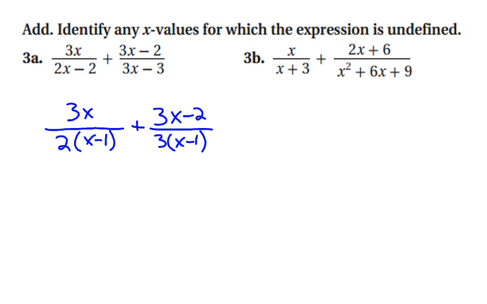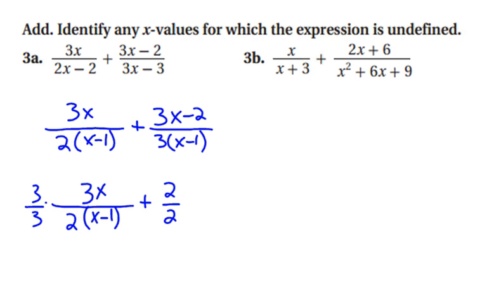So if we take the first term and multiply top and bottom times 3, which is really just multiplying by 1. And then in the second, we multiply top and bottom by 2, which is really just like multiplying by 1.